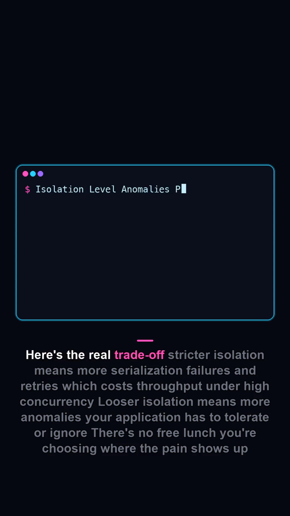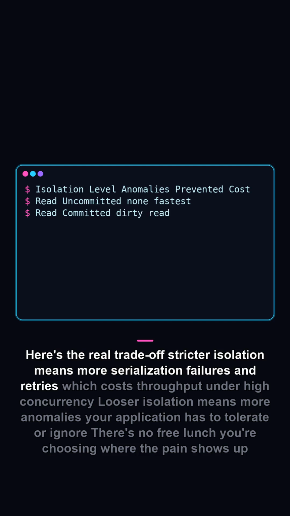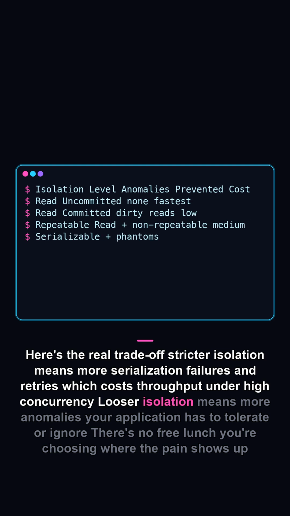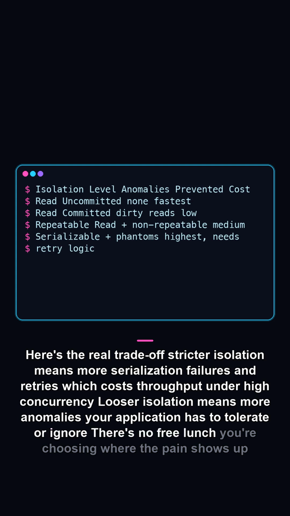Here's the real trade-off: stricter isolation means more serialization failures and retries, which costs throughput under high concurrency. Looser isolation means more anomalies your application has to tolerate or ignore. There's no free lunch, you're choosing where the pain shows up.